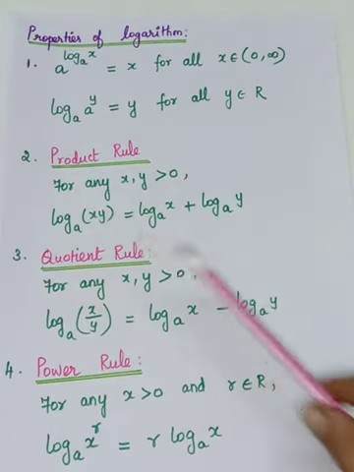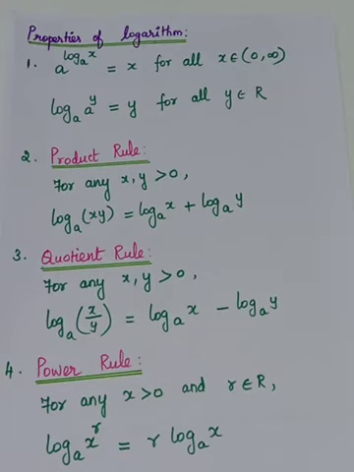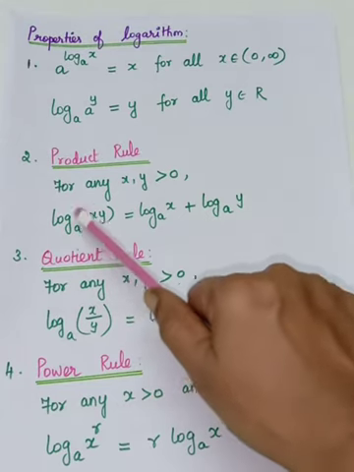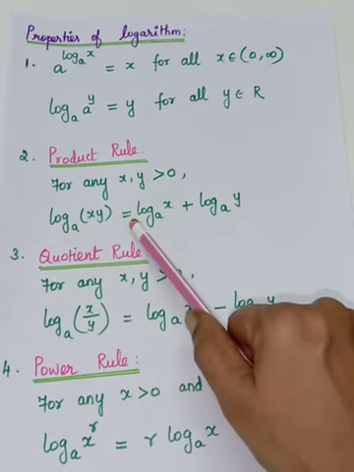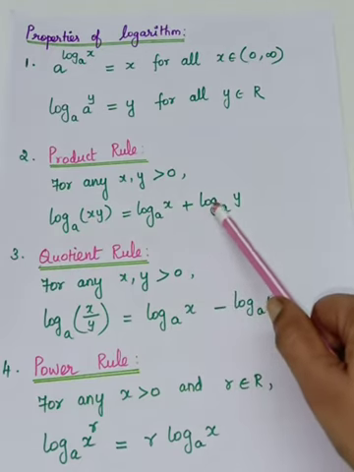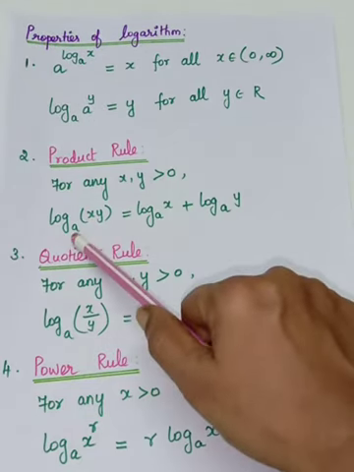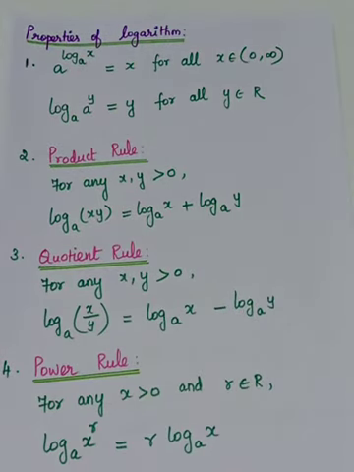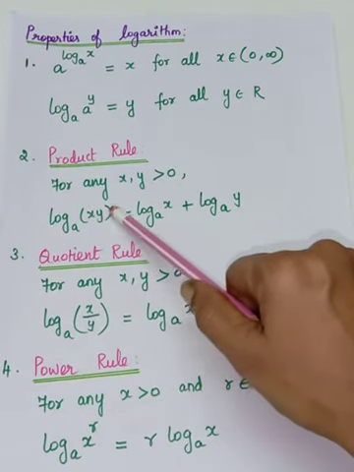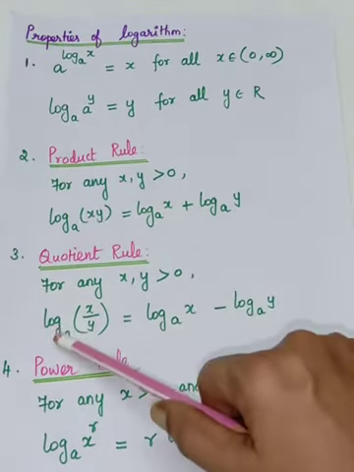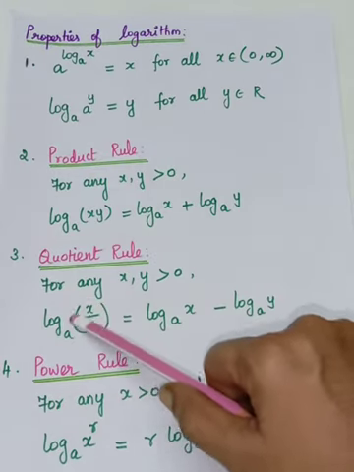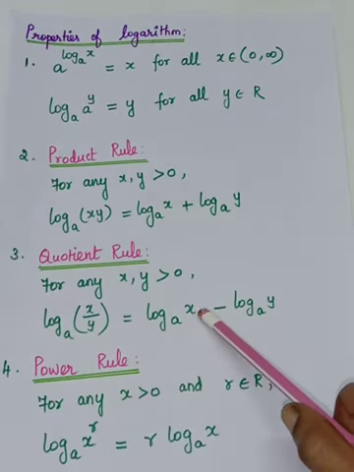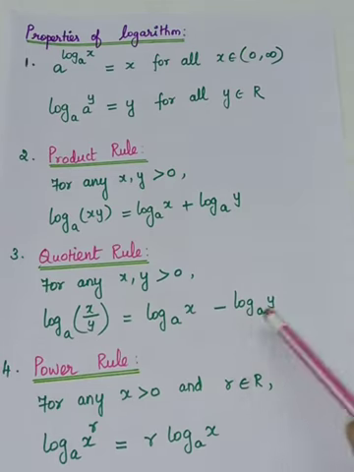Okay, come to the product rule. You may have studied it in 9th and 10th standard. For any x comma y greater than 0, log of xy to the base a can be written as log x to the base a plus log y to the base a. Here the base is a, so we have written log x plus log y. See here, the functions are in the product. In the same way you will have the quotient rule, log of x by y to the base a. If they are in division, they are in the quotient. In logarithm, how will it change? Log x minus log y to the base a.